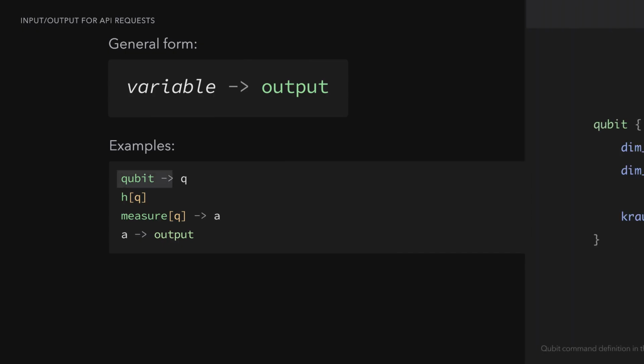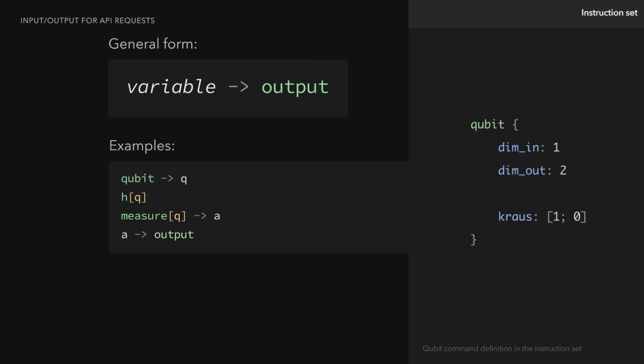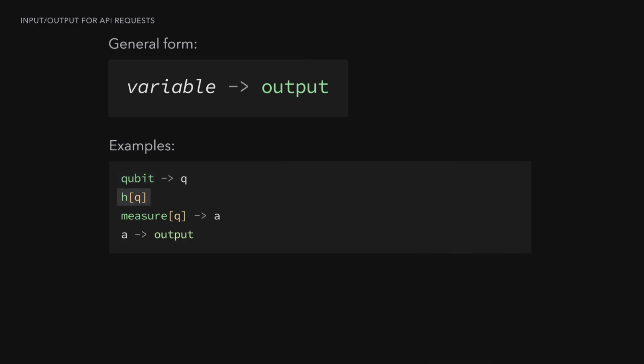First, we create a qubit in state 0 and store it in the variable q. Then, we apply a hardware-agnostic command preparing the qubit in a superposition. We measure the qubit in q and store the classical outcome in variable a, which will be returned to the user using the output keyword.